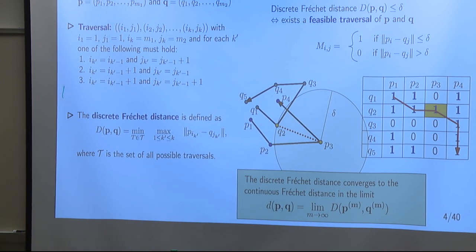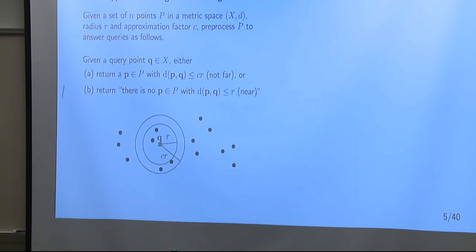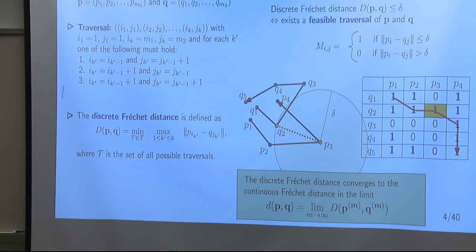Okay, so this is a more natural discrete version that sometimes makes it easier to solve problems. What we do is we look at both versions and try to transfer techniques from one version to the other. What I will focus on first is the discrete Fréchet distance and approximate near neighbors search for the discrete Fréchet distance. Then I will tell you which of these techniques transfer to the continuous version. If there are any questions, please interrupt me.